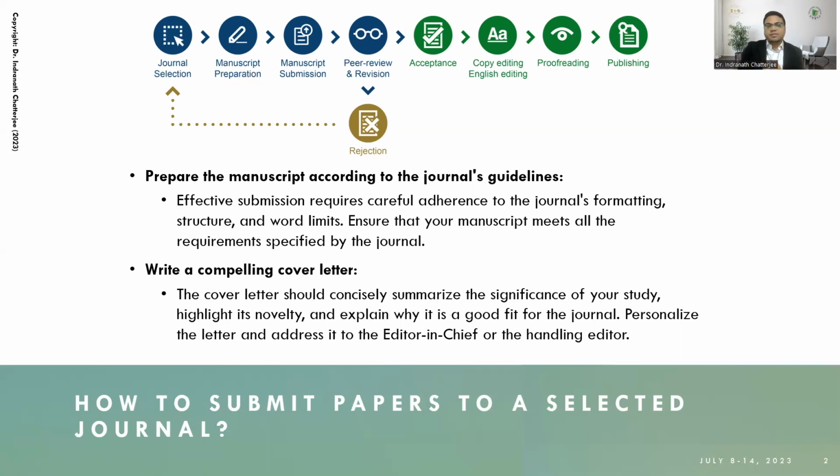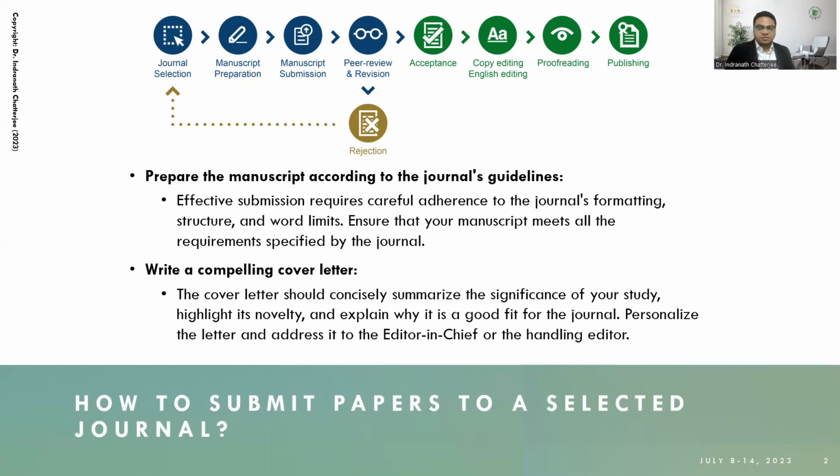So, how to prepare the manuscript according to the journal's guidelines. Any kind of well-built submission requires careful adherence to the journal's formatting, structure, and word limits. For example, if you are writing a review paper, then it should be around 14,000 or 20,000 words, and it should have 150 or even 160 references. But if you're writing a research paper, then it should be around 4,000 or 5,000 words, and should contain within 50 references.